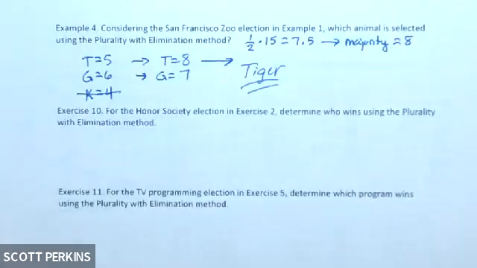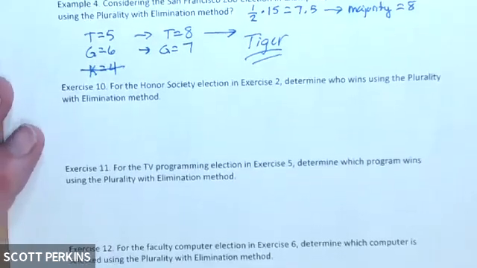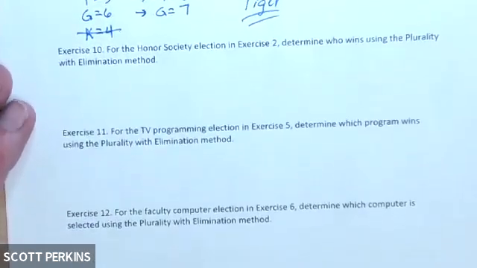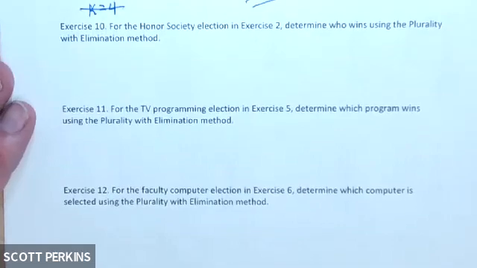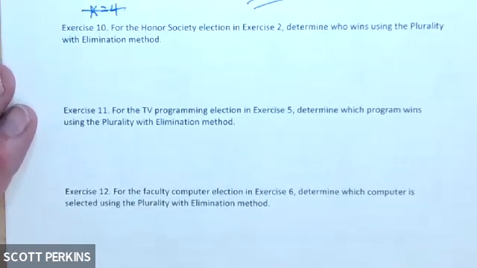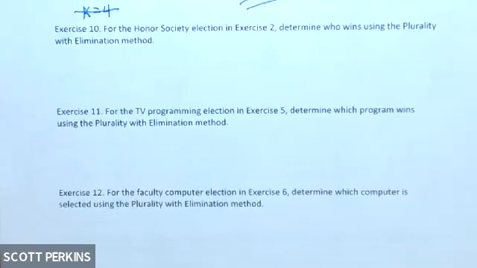All right, so the tiger's the winner. So we're going to do this 3 times. I think we've done the plurality vote with all of them. So I'm going to give you like a minute and a half. Exercise 10. You're going to do this with the Honor Society problem from exercise 2.